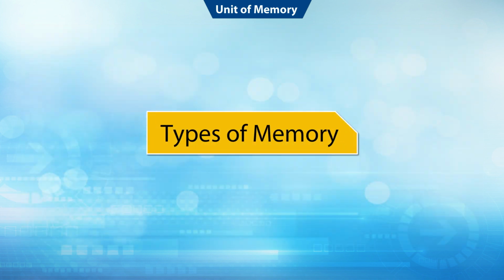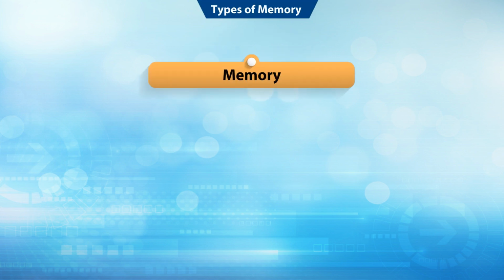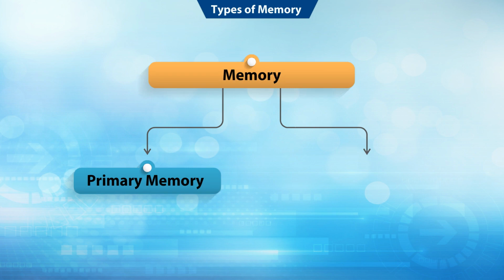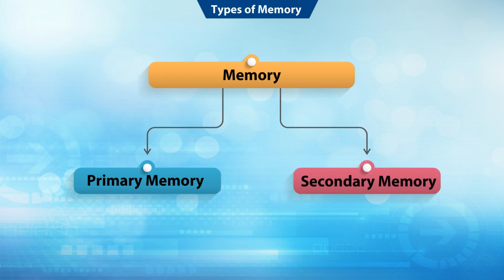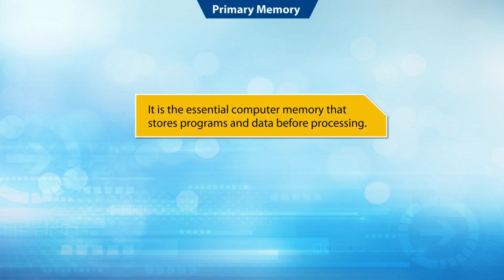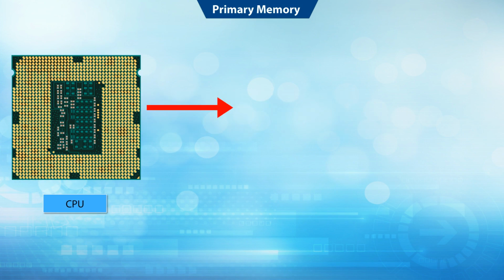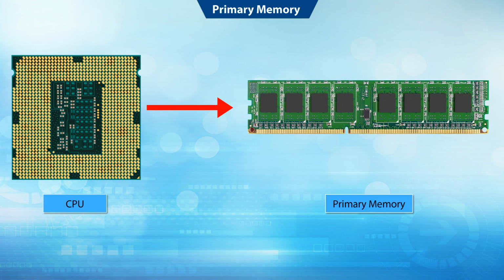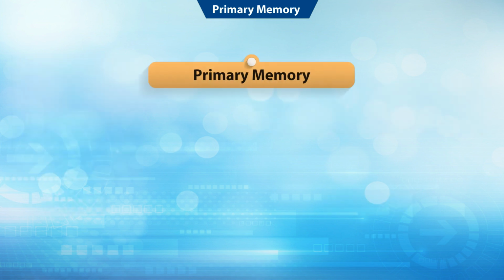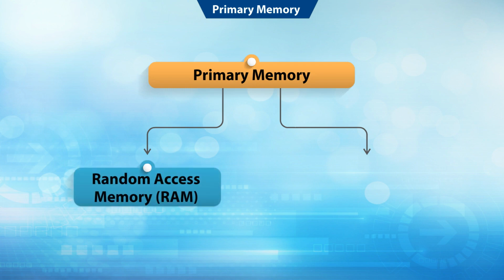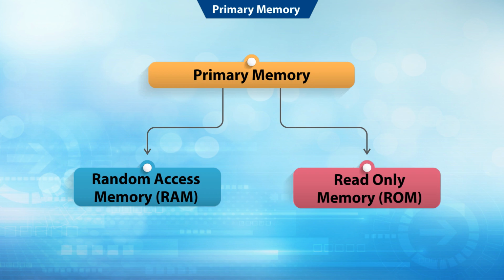Now let's see the types of memory. Computer memory can be classified into two kinds, namely primary memory and secondary memory. Primary memory is the essential memory of a computer as the programs and data are stored here before they are processed. CPU directly interacts with primary memory to perform any operation. Primary memory is of two types, random access memory or RAM and read-only memory or ROM.